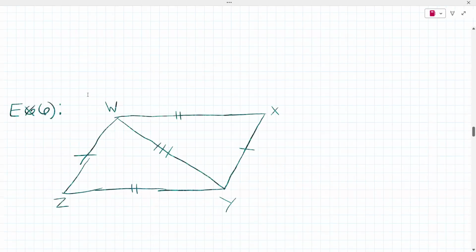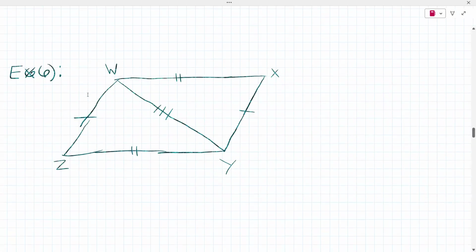Let's look at example 6. We have this parallelogram, which breaks into two different triangles. So are these two triangles congruent by SSS postulate? Let's look at this triangle one. You have this check mark, you have these two check marks, and then you have these three check marks, right? So that would be SSS.